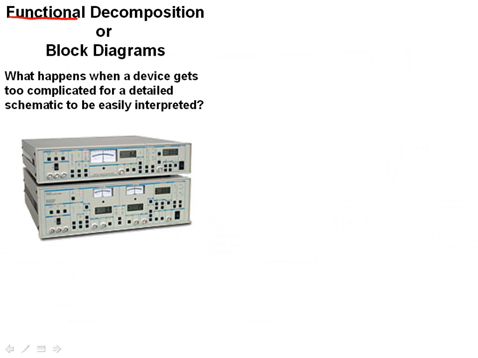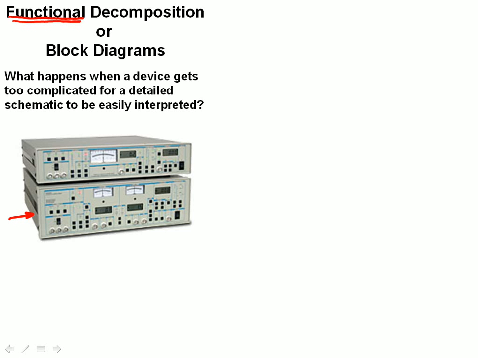The really key thing here is the word functional. A block diagram basically breaks down a project into its functional units, and this is an art as well as a science. And so the question we want to ask is, what happens when a device gets too complicated for a detailed schematic or a diagram of all the parts to be easily interpreted?